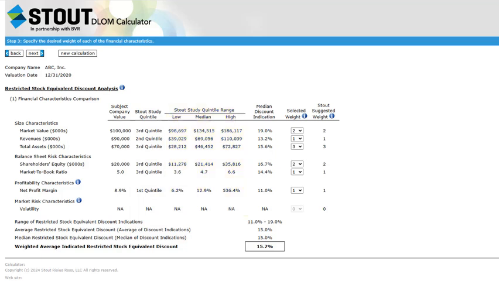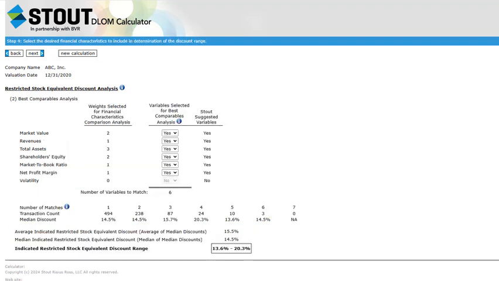Stout provides its suggested weights based on the factors that tend to be the most important determinants of the DLOM. You may use the recommended weights or enter your own weights. After you have weighted each variable, your weighted average indicated restricted stock equivalent discount is displayed below, along with an average and median. You may select Next to advance.